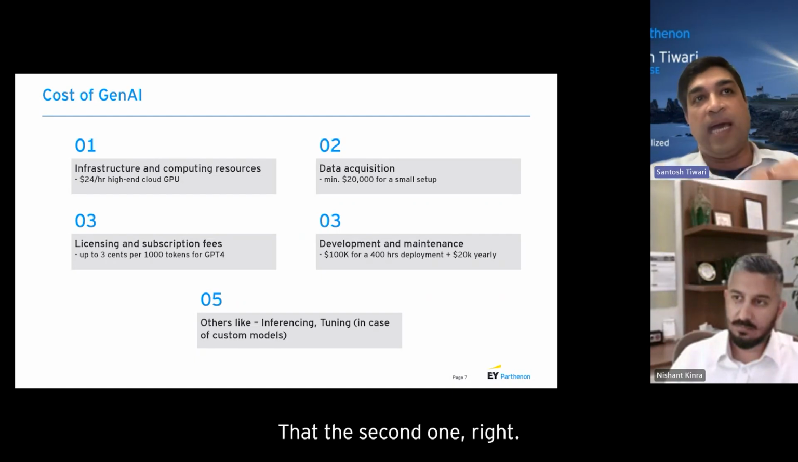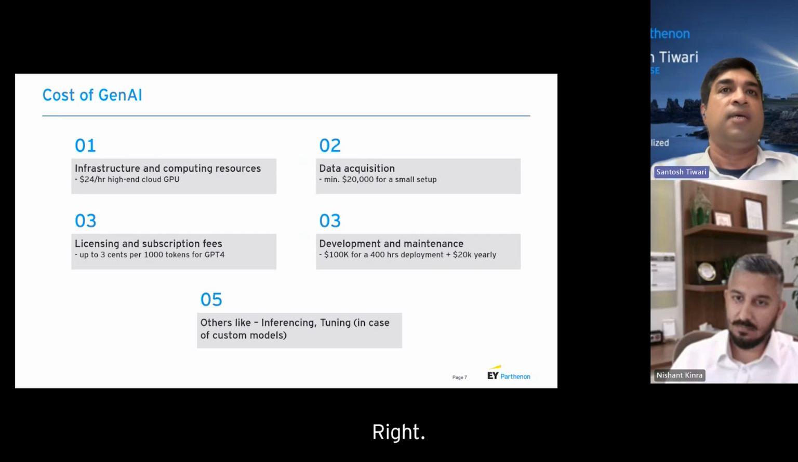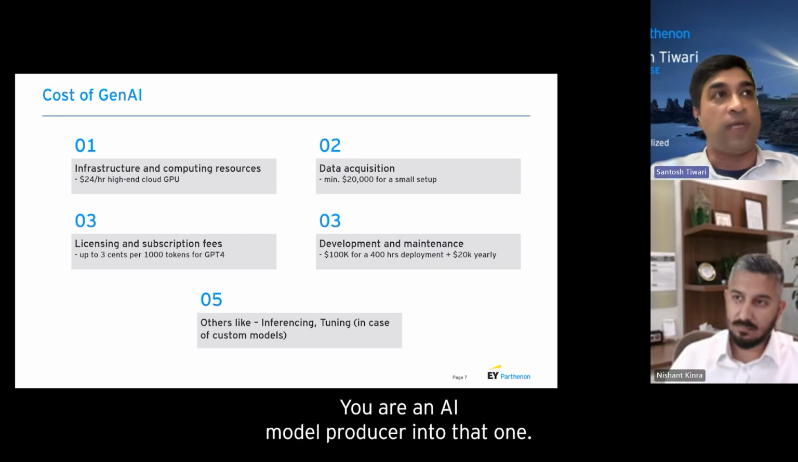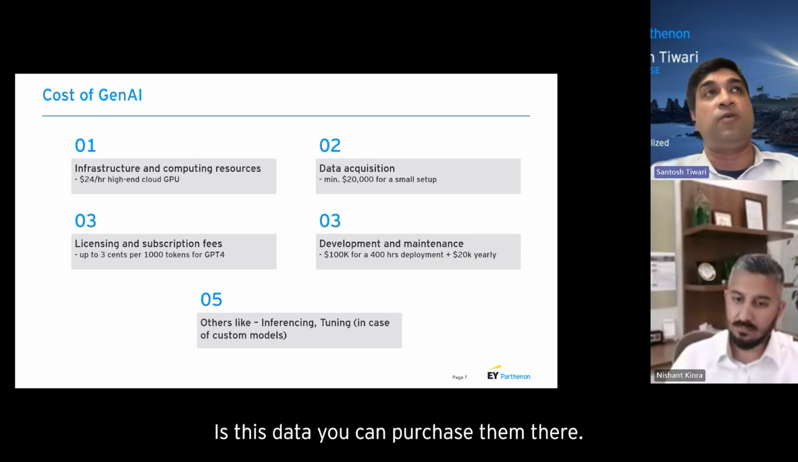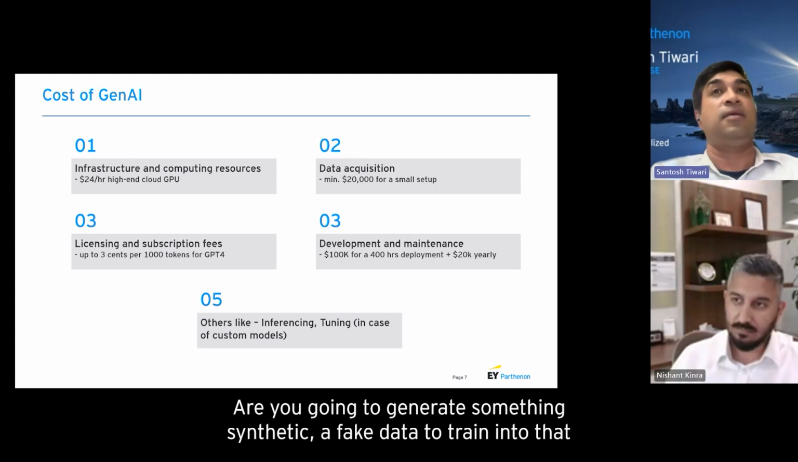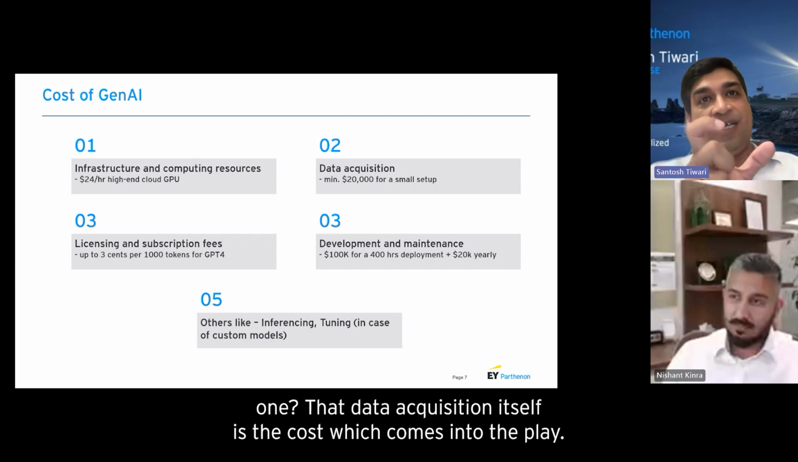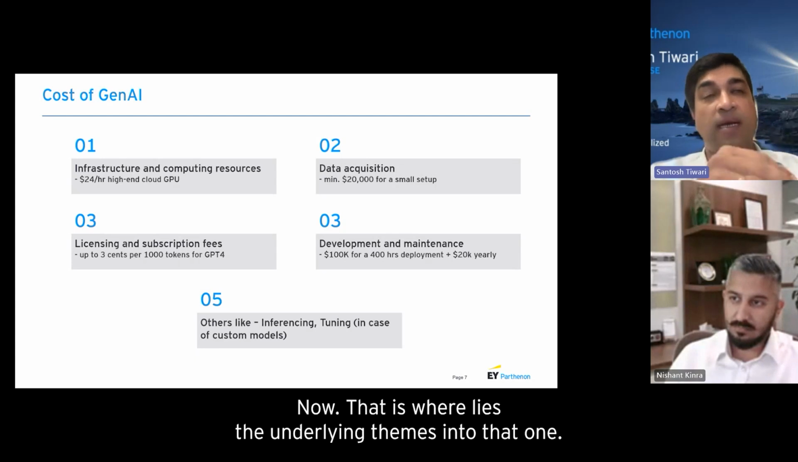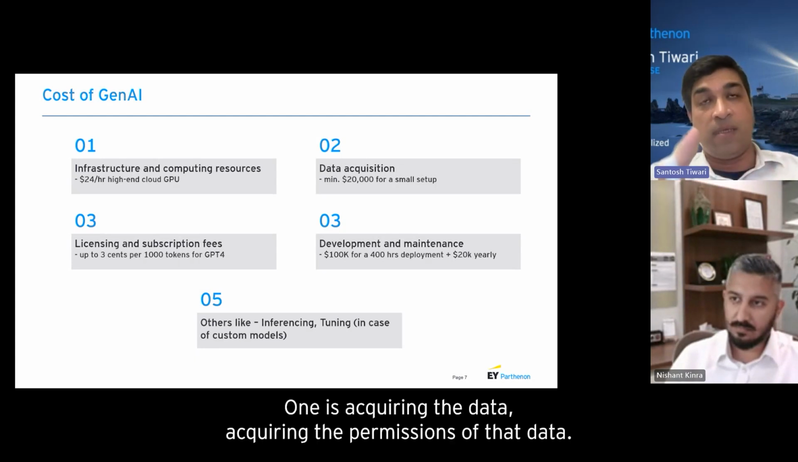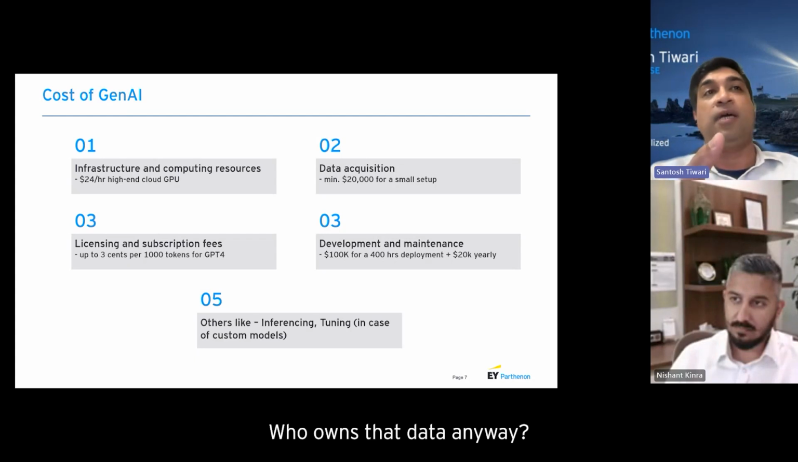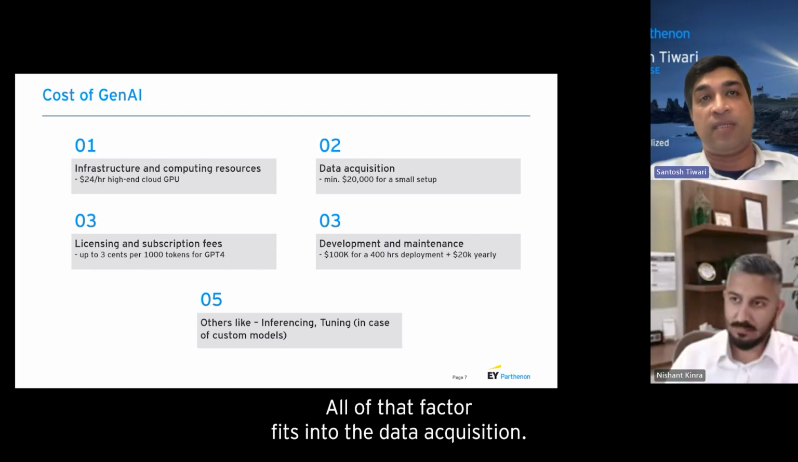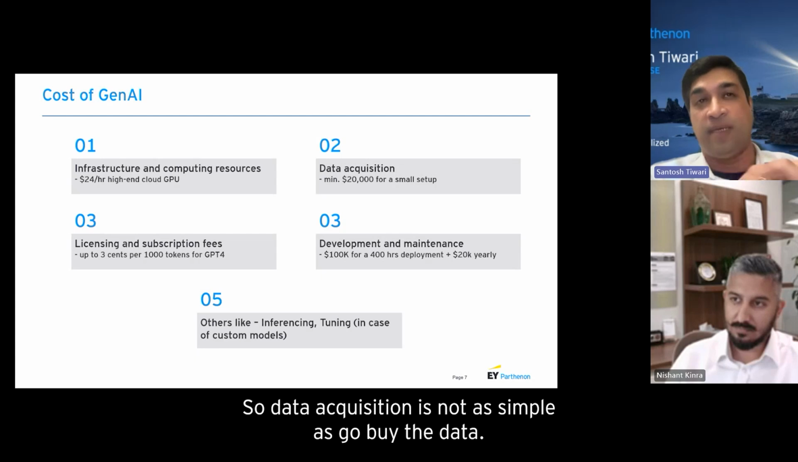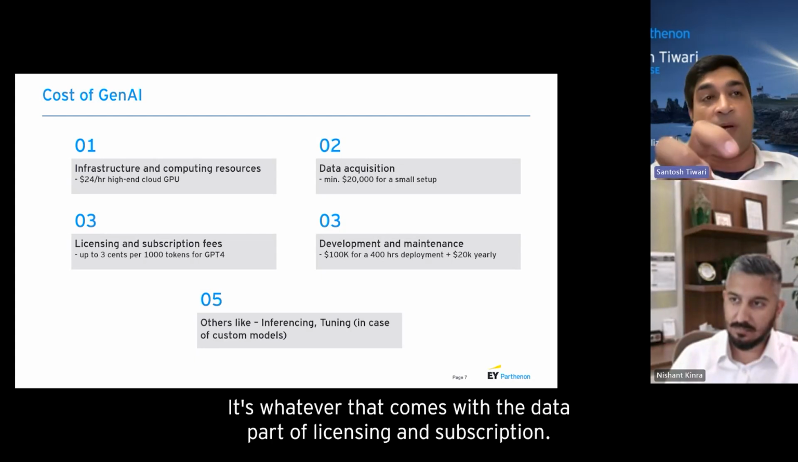The second one, as Nishant also highlighted in the start, is data. You are building a model, you are an AI model producer. Where are you going to train your system from? Is this data going to come from you? Is this data you can purchase? Are you going to generate something synthetic, fake data, to train on? That data acquisition itself is a cost which comes into play. One part is acquiring the data, and acquiring the permissions for that data. Who owns that data anyway? What exactly are your compliance requirements? All of that factors into data acquisition. So data acquisition is not as simple as go buy the data. It's whatever comes with the data.